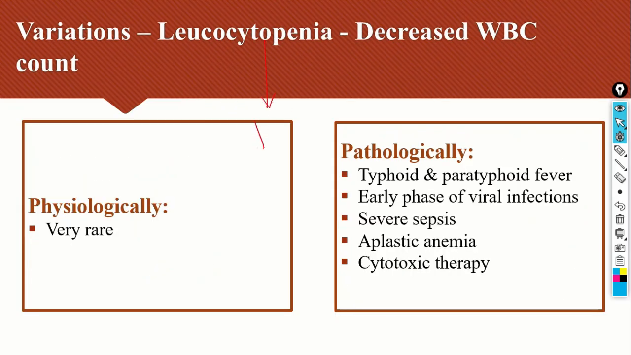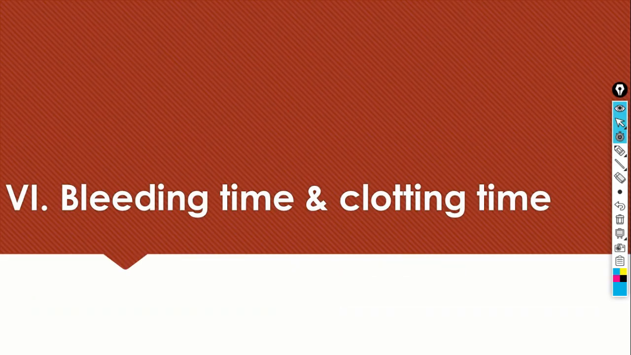Leukocytopenia means decreased WBC. Physiologically it is very rare, and pathologically you can see typhoid, paratyphoid fever, early phase of viral infections, severe sepsis, aplastic anemia and cytotoxic therapy.